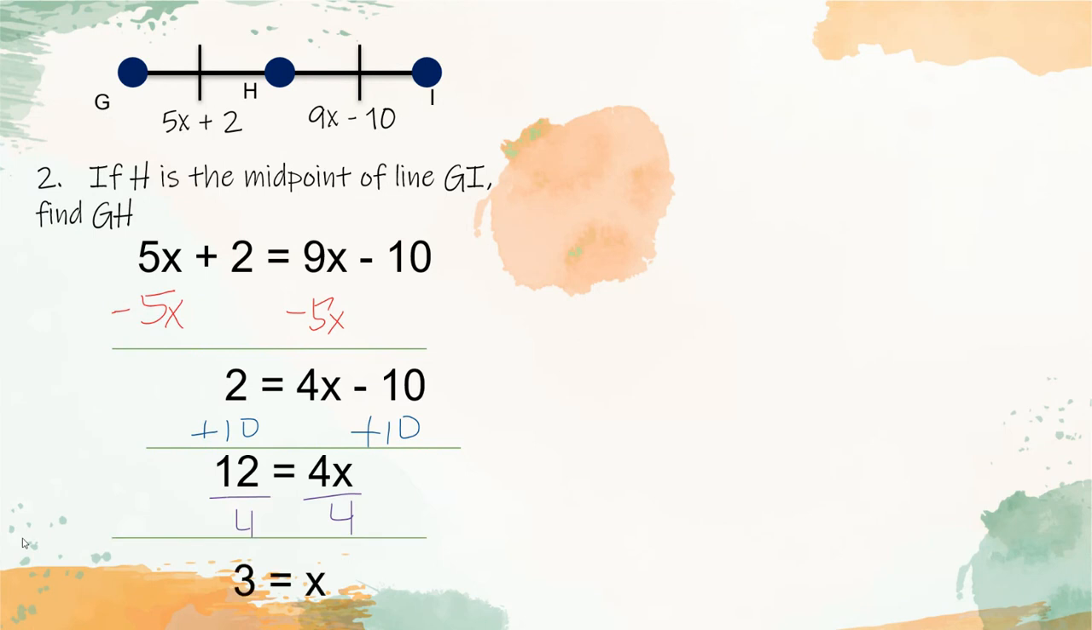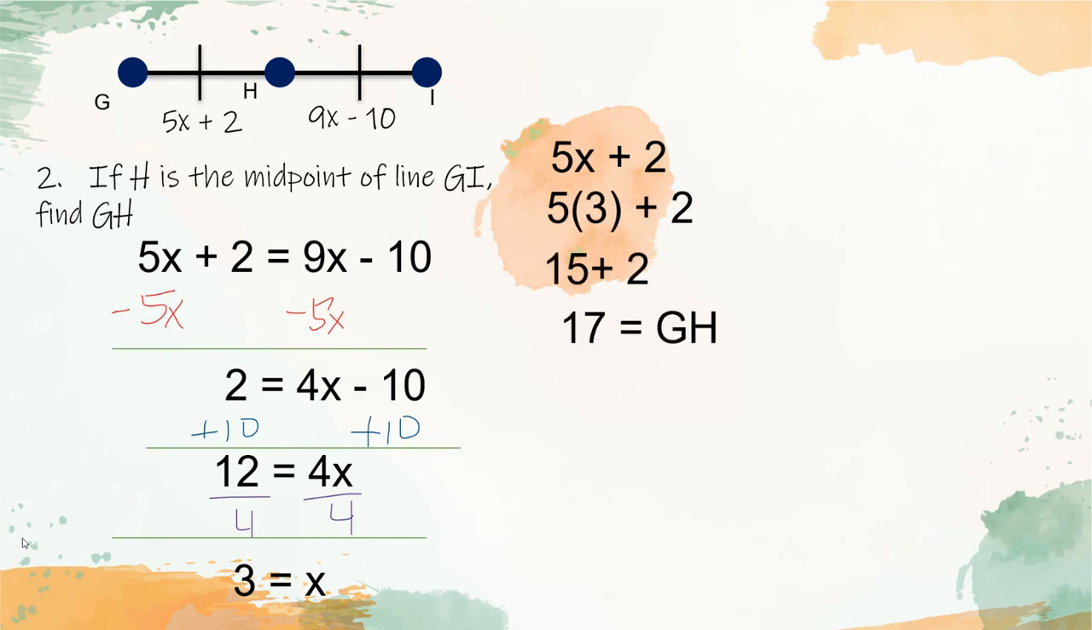So 3 equals x. It didn't ask us what x was. It asked us to actually find the distance. So let's take what GH is, 5x plus 2, and plug in our x of 3, and solve: 15 plus 2, 17. If GH is 17, then HI also has to be 17.